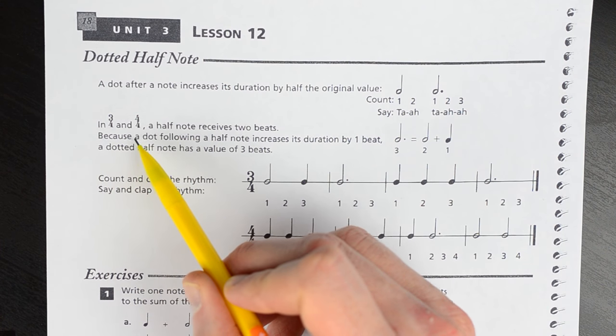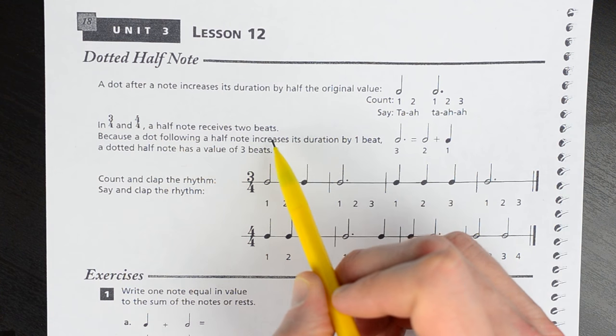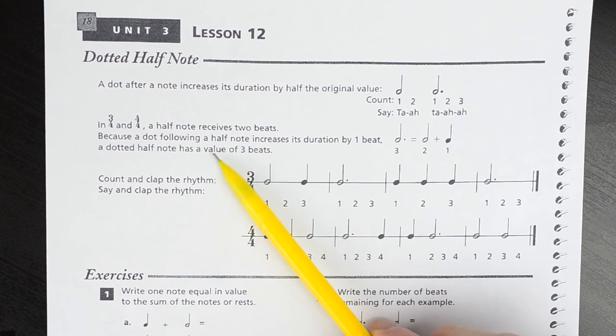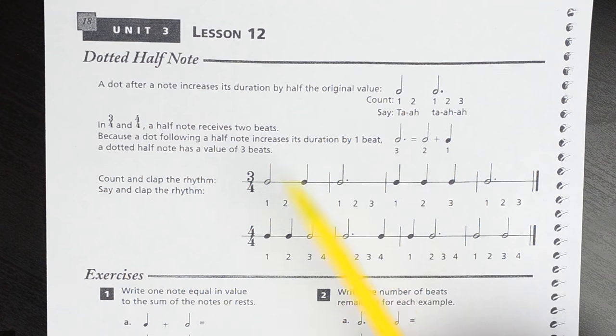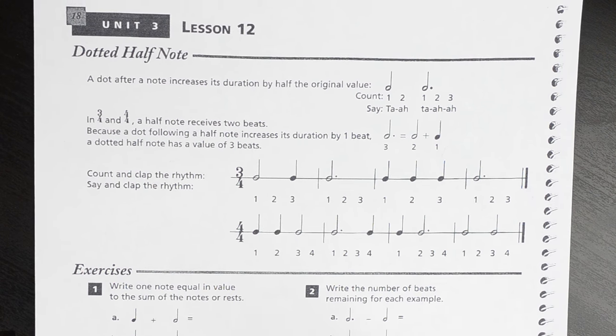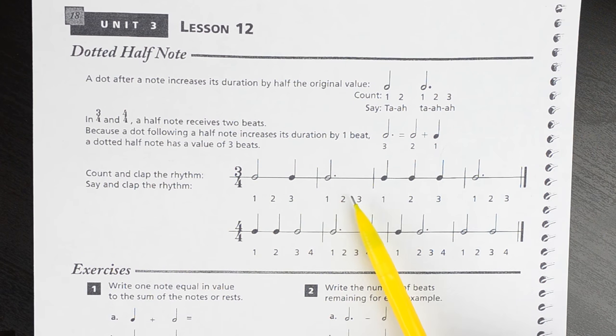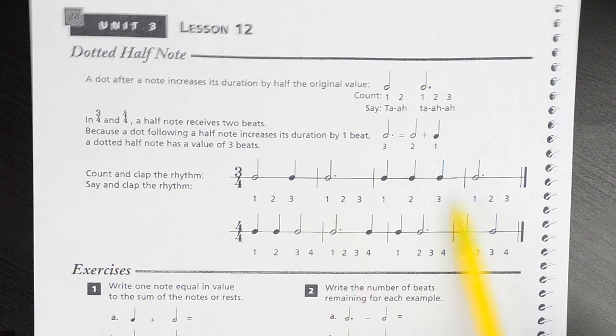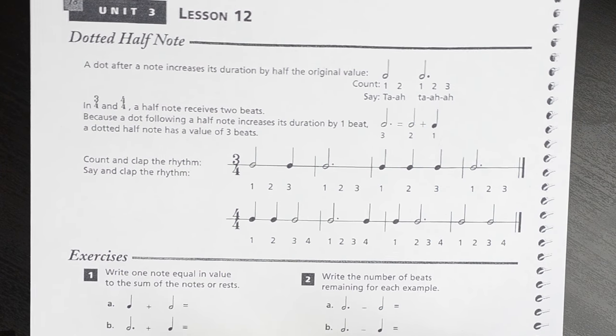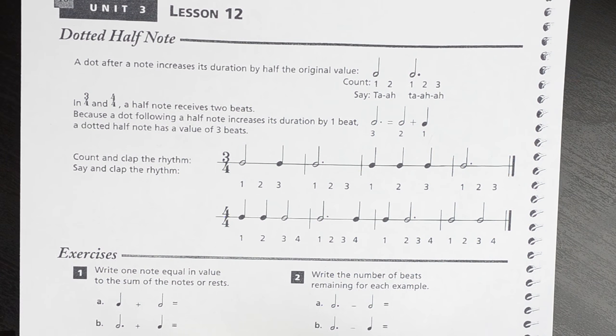In 3-4 and 4-4, a half note receives two beats. Because a dot following a half note increases its duration by one beat, a dotted half note has a value of three beats. It's basically a half note plus a quarter note. That's another way you can think about it. In 3-4, a dotted half note takes up the whole measure because it's three beats. All right, let's count and clap the rhythm.